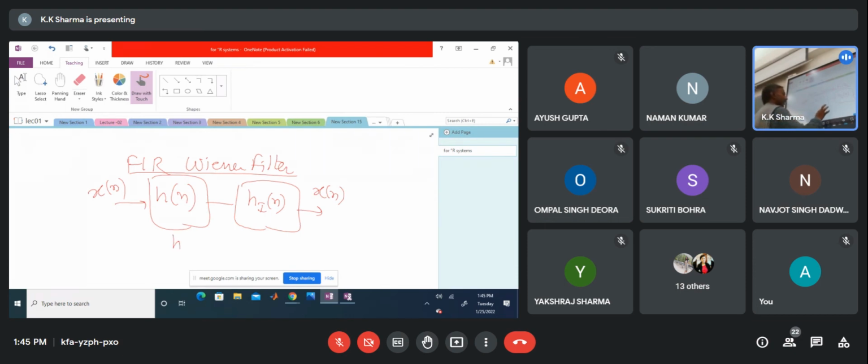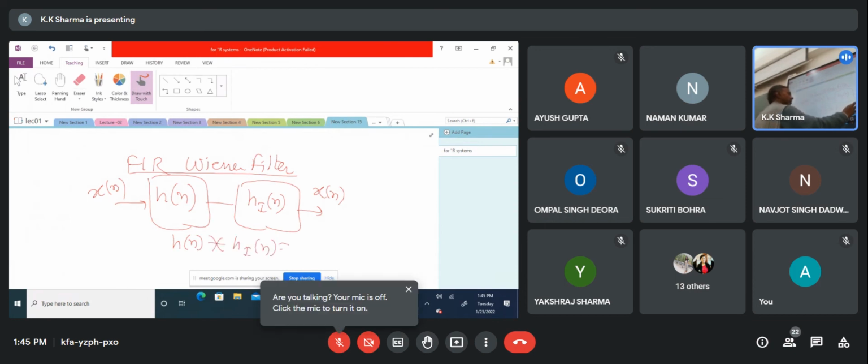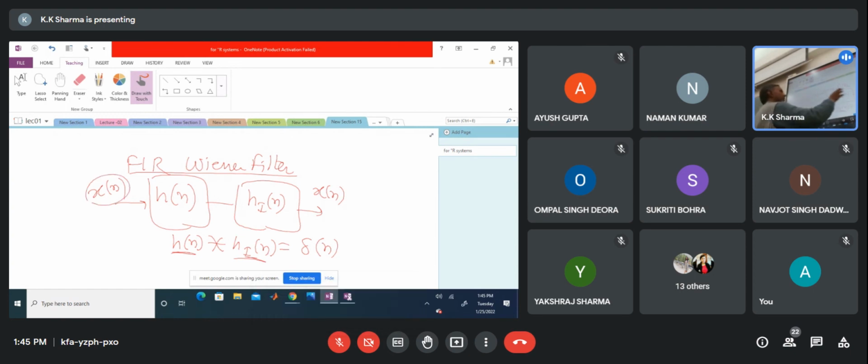Equivalently, in the time domain, I can say h of n convolved with its inverse filter should give me delta n. Convolution of h of n with its inverse should give delta n. That's why if I apply x of n, I will get the same signal. Equivalently, H of z into H inverse of z should give me 1. So my inverse filter will be equal to 1 upon H of z.